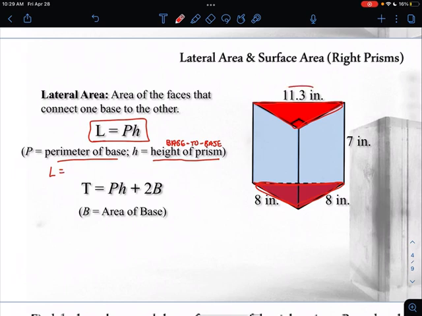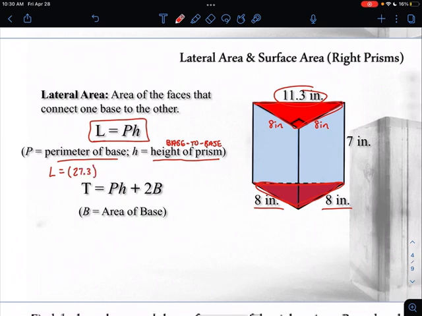So we see the 11.3 up here. Now these 8 inches down here on the bottom mean that the sides on the top are the same size. The bases are always exactly the same measurements. So basically I'm going to have my 11.3 plus 8 plus 8. So that gives me a perimeter of 27.3 inches.